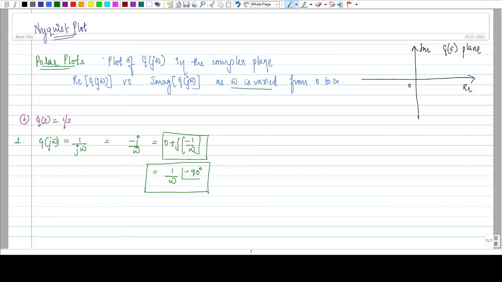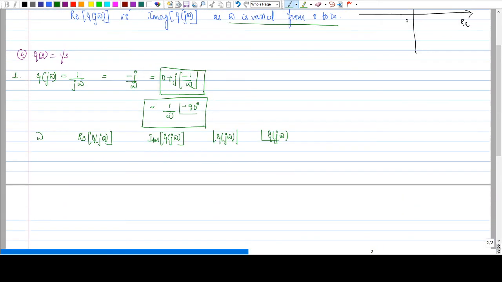Now as I've told you, we vary the omega from 0 to infinity, so we'll do it in a similar way. I will first take when omega tends to 0. I'll just make a table: real part of G of j omega, imaginary part of G of j omega, then magnitude of G of j omega, then angle of G of j omega. If we follow this particular format in every step, in every type of polar plot, it is much easier to visualize the actual position or actual quadrant where the Nyquist plot or the polar plot will lie. That is the reason why I'm using this approach of tabulating it.